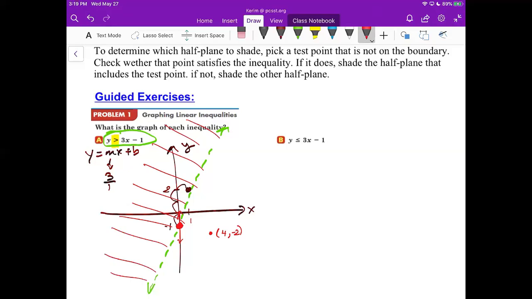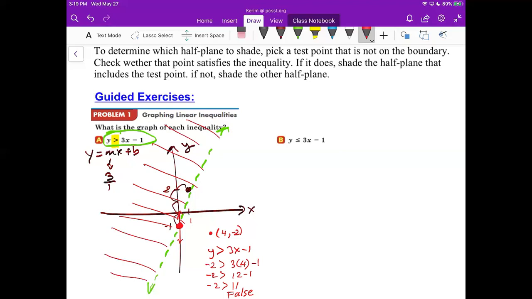So let's check. y greater than 3x minus 1. I'm going to substitute: y is -2, x is 4. -2 greater than 12 minus 1, so -2 is greater than 11, which is a false statement because a negative number cannot be greater than a positive number. So I'm going to shade the other side. As you see, I already shaded the other side, not the point's side. So you have two options like this.